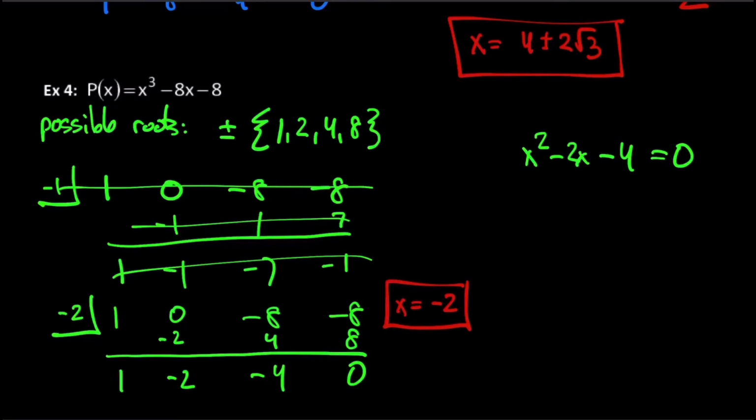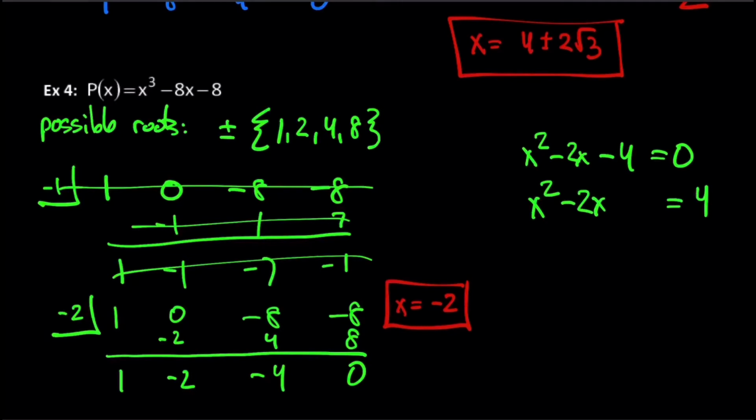This one is actually a good candidate for completing the square. Why? Because my leading coefficient is 1 and my b term is even. So you could do the quadratic formula here. It will work. It always works. But I'm going to complete the square, because I want to review that process anyway. So I'm going to move the 4 over: x squared minus 2x equals positive 4.